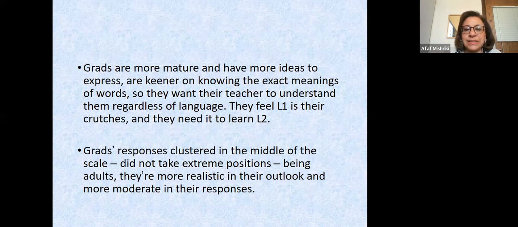Graduates' responses clustered in the middle of the scale. They did not take extreme positions. Being adults, they're more realistic in their outlook and more moderate in their responses.